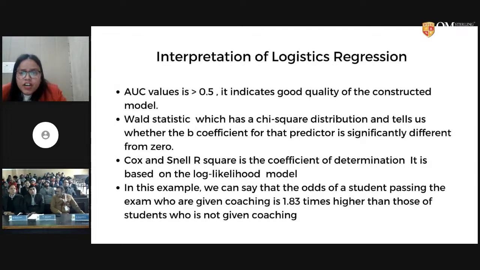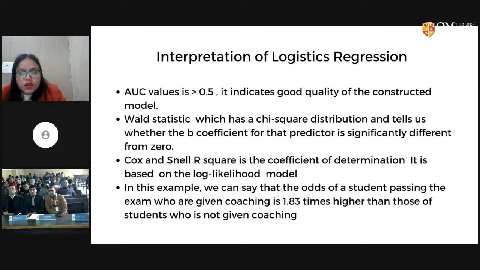When we are talking about the interpretation of logistic regression, in the previous table, the beta value for coaching was 1.83. So while writing the interpretation, you can say that the odds of a student passing the exam who is given coaching is 1.83 times higher than those students who were not given coaching. The style of writing the interpretation will be like this.